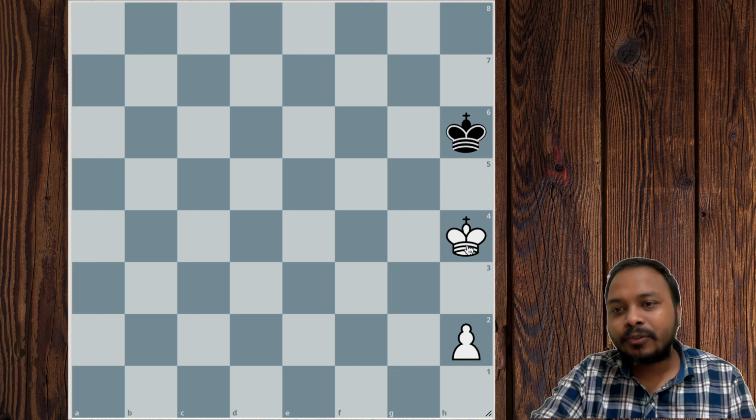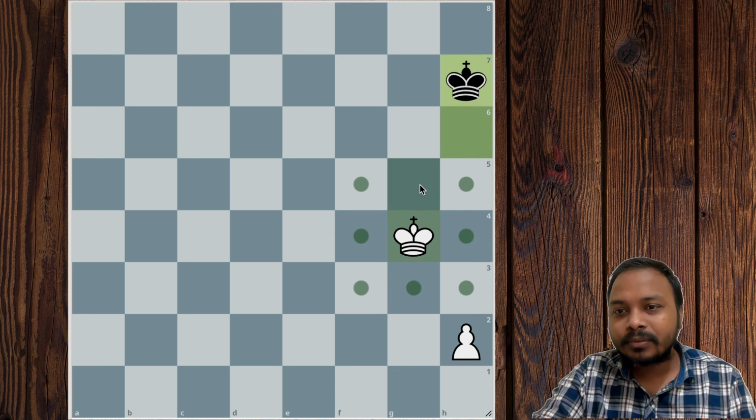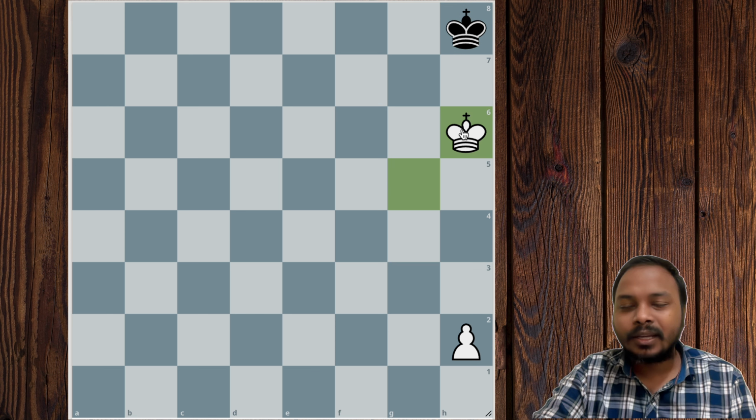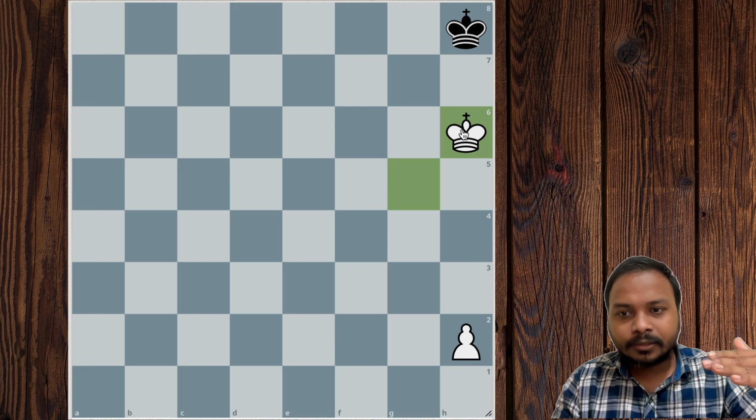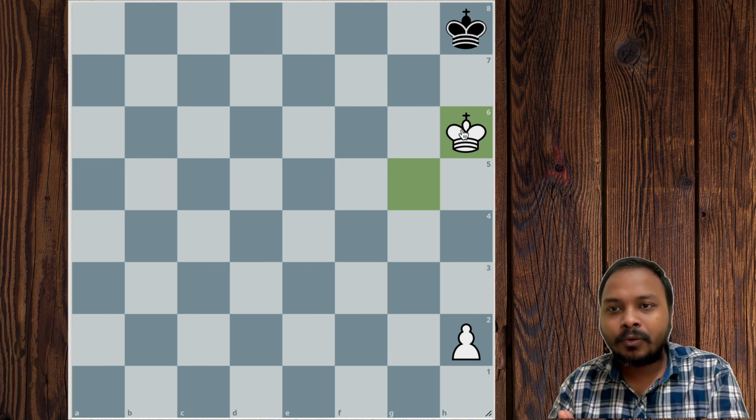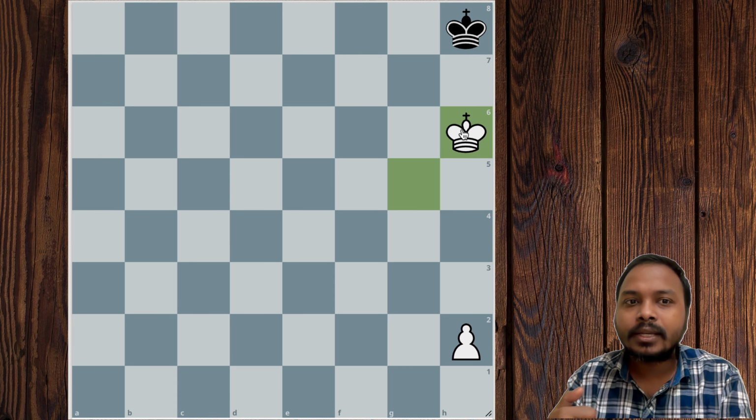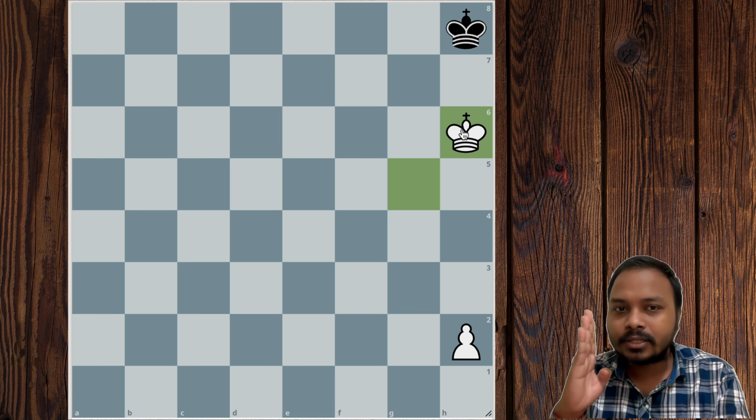Now, for example over here, like g4, and I'm just putting it in the back. The same thing I told you: when your king is on the 6th rank and on the same file you have a pawn, no matter whose turn it is, no matter where the pawn is, it's a win, except the rook pawn. Now over here, as you can see, it's a rook pawn.